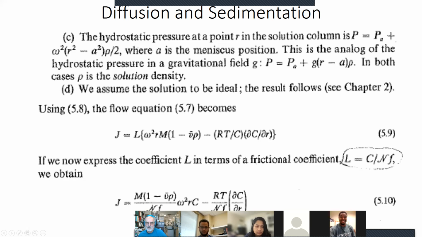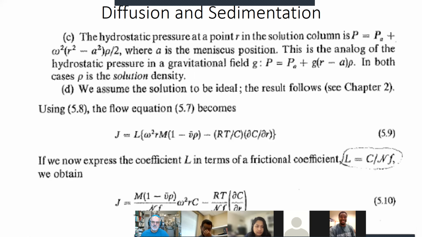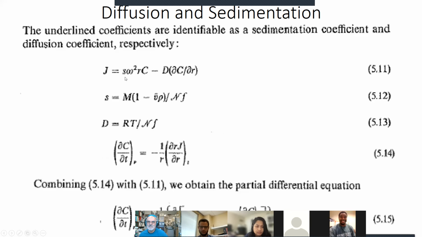We did a similar thing for the diffusion coefficient. And now we're going to set that whole thing sort of equal to 0. All right, so what this is doing is it's actually deriving a different equation. So we now have the flow in terms of a sedimentation coefficient. Notice this is the equation of a sedimentation coefficient, and a diffusion coefficient. Notice this is Einstein's equation. Okay, so the flow can now be expressed as S ω²rC, where this is the value of S and this is the value of D, minus D dC/dr.